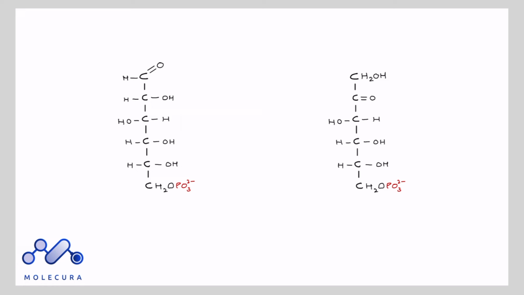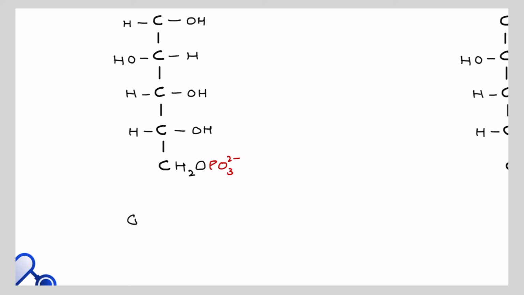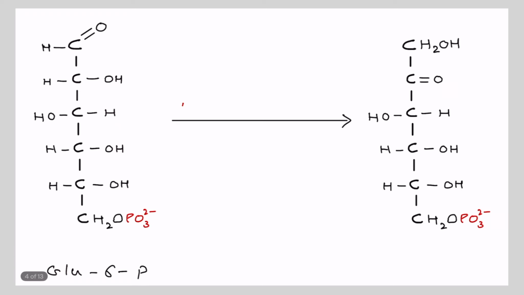So here we have it. Here we have our glucose 6-phosphate. And you can see again that our phosphate group is on the 6th carbon. So this is getting converted to fructose 6-phosphate through the action of our enzyme that we said is called phosphoglucose isomerase.